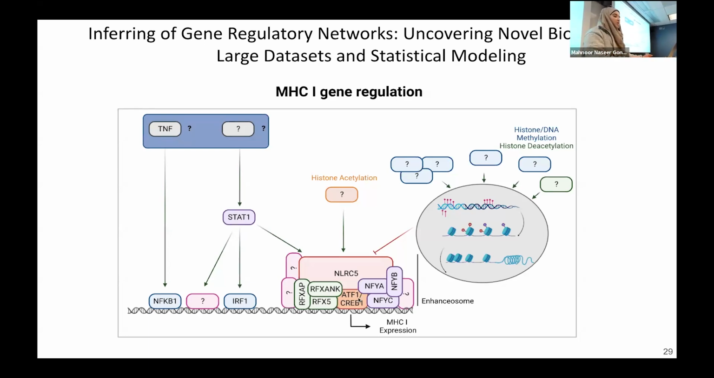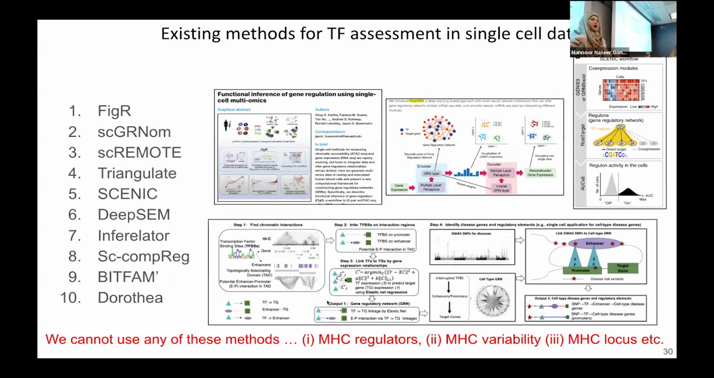Okay, so we already know, because of the huge history that MHC has, that there are some major regulators, NLRC5, C2TA, and things like that, that are known to regulate MHC. So how do we understand the additional regulators? Let's go to the literature.